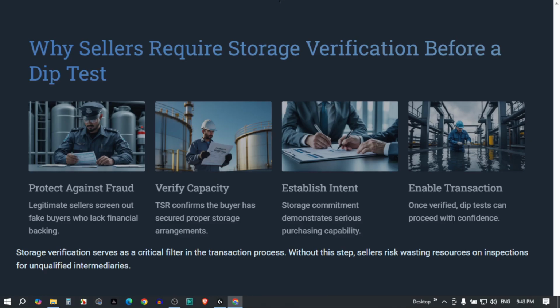So storage verification serves as a critical filter in the transaction process. Without this step, sellers risk wasting their resources on inspections or unqualified intermediaries. So you have to remember these things. First of all, if you want to do genuine business, you have to check your buyers, ask about their financial capacities, and also check their tank storage agreements. And after going through that, you can push those documents to the seller for verification by the seller's tank farm.